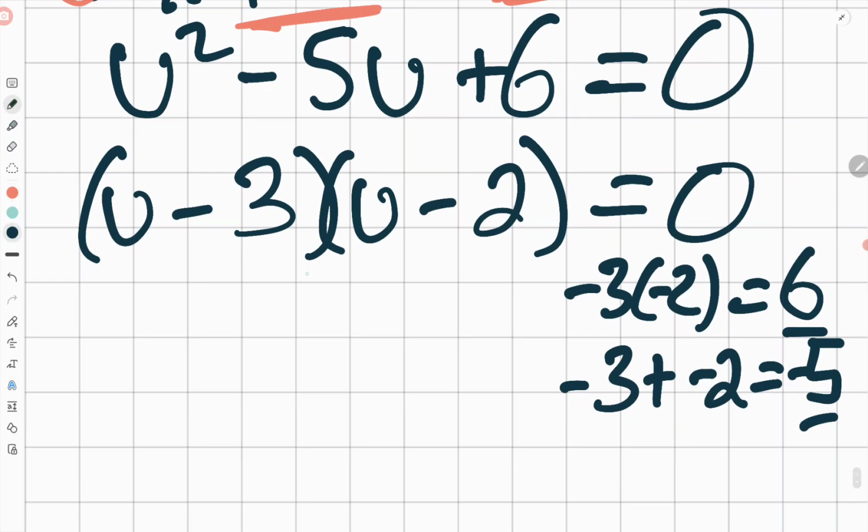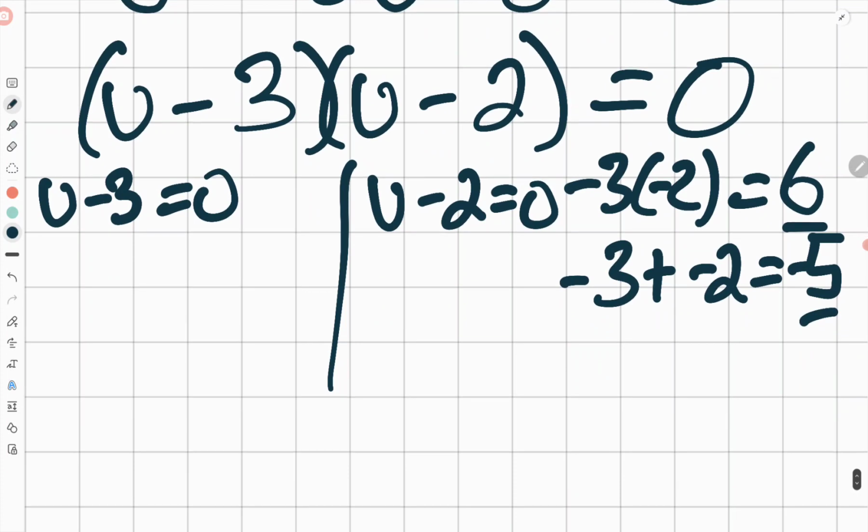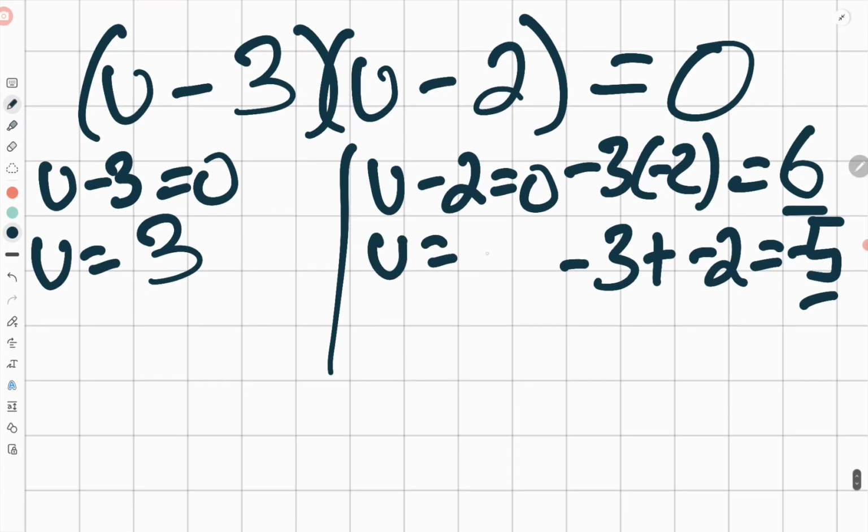From here, you've got to set each factor to 0. So u minus 3 is 0. The other possibility is u minus 2 equals 0. Solve for each u. So u is 3, I'm adding 3 here, or u is positive 2, I'm adding positive 2 to both sides.